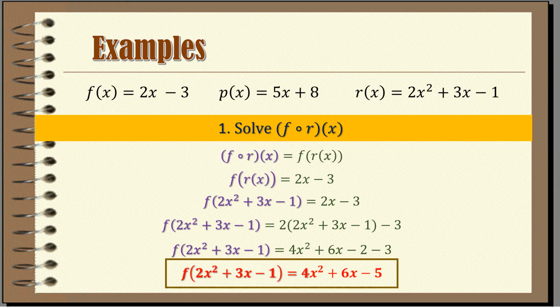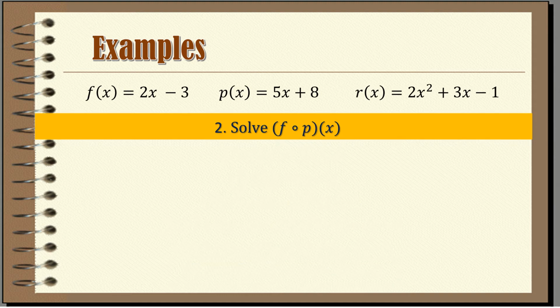Now let's proceed to another example. Example number 2, solve f circle p of x. So first thing to do is to define the composition. We have here f circle p of x. Take note, this can be read as f circle p. So first thing to do is to copy that one here. Then we equate that to its corresponding expression, which is f of p of x, which defines composition of functions.